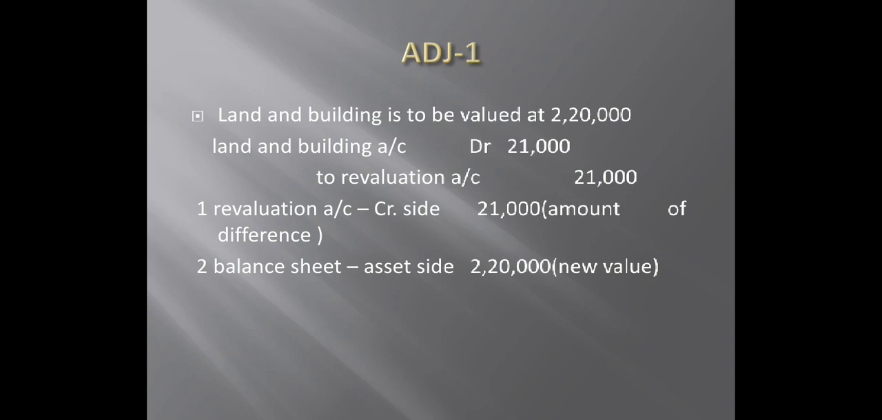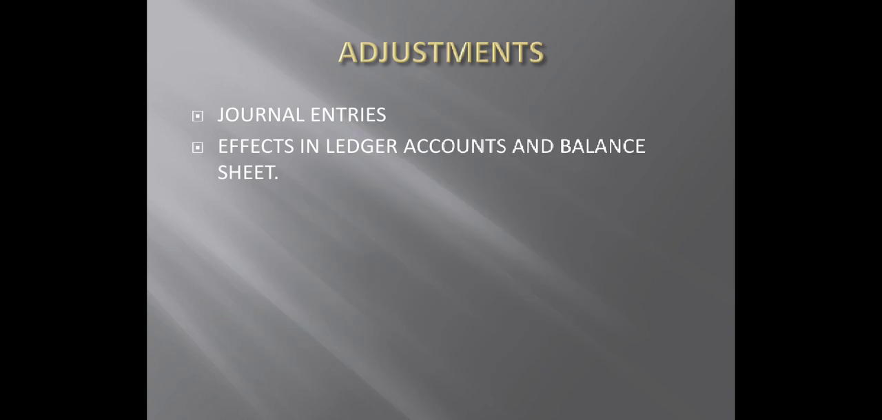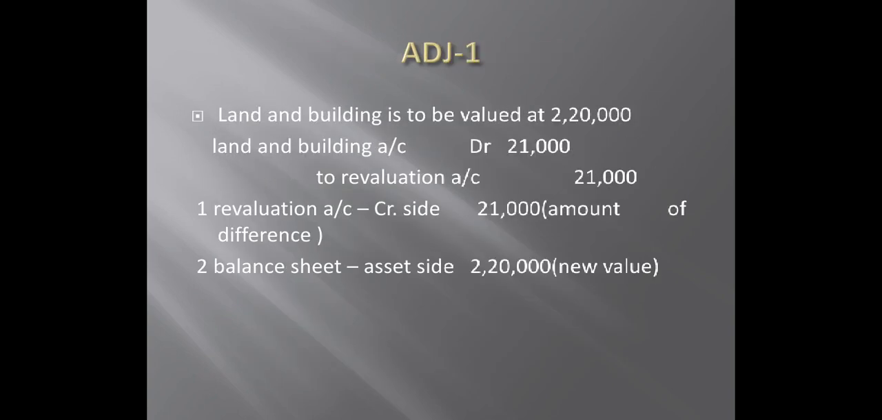So let us see what is its old value. You can see this is the balance sheet, asset side, land and building. It is 1,99,000. 1,99,000 is the old value, and the new value is 2,20,000. So what is the amount of difference? It is 21,000. What do you interpret from this? That the value of an asset has increased.